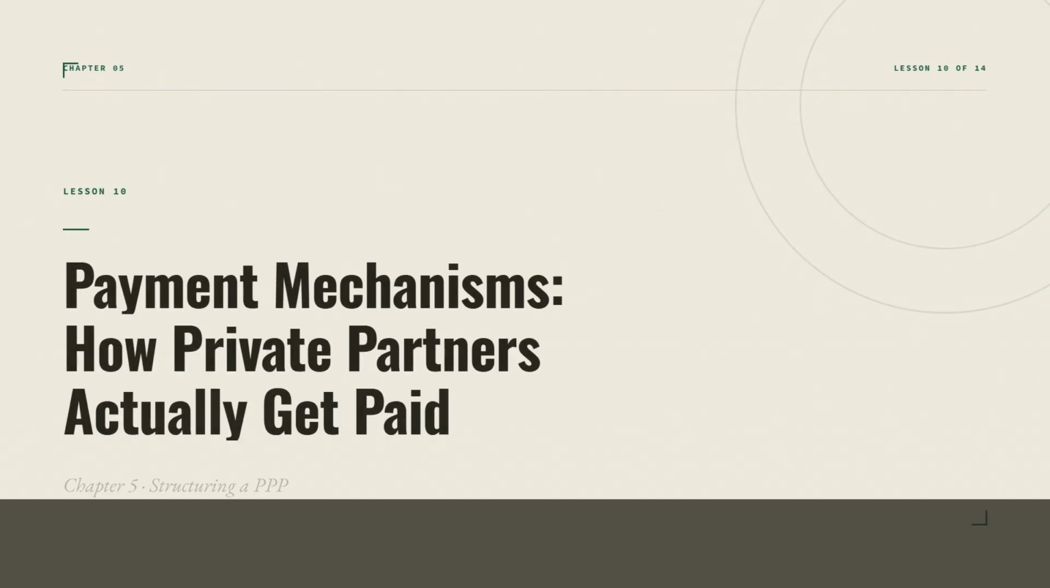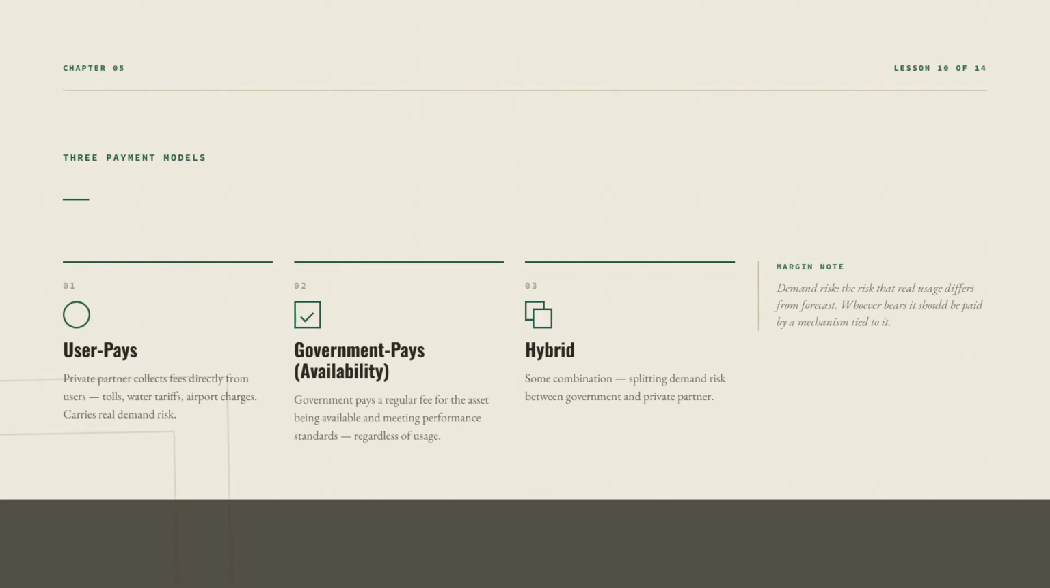Last lesson covered risk allocation, deciding who bears what. This lesson covers the mechanism that actually pays the private partner, and why that mechanism has to match the risk allocation exactly, or the whole structure stops making sense. 3 payment models cover most PPPs.